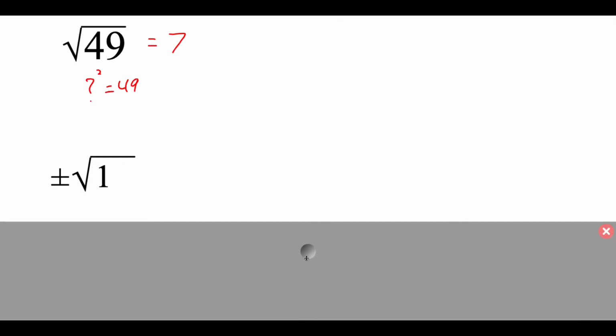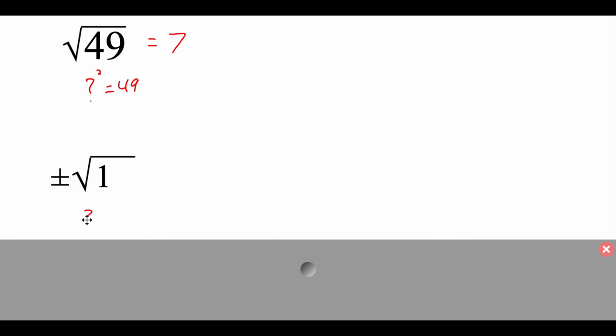As we take a look at this next one, we're doing the square root of 1, but we want both the positive and the negative answer. So we're trying to think to ourselves, what number squared would give me 1? And we want positives and negatives. And if we think about our perfect square list, 1 squared is 1, but again, we want the positive and the negative answer. So we want positive 1, but we also want negative 1.